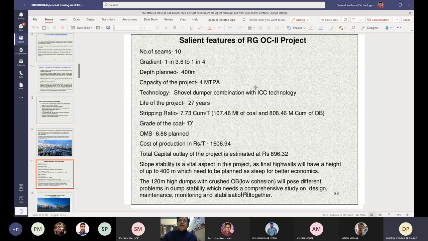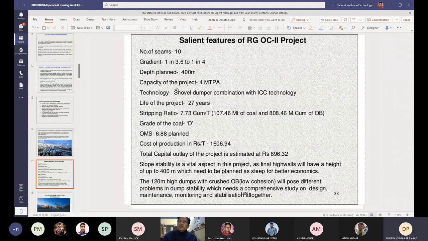The salient features of the mine: there are a number of coal seams, 10 coal seams, and the gradient is 1:3.6 or 1:4. If you go for open cast mining up to 400 meter depth, the gradient will be very high, 1:4. It is very difficult to use dumpers for transportation, because at a greater depth the dumpers cannot lift the material to the surface because of the gradient of the haul roads.